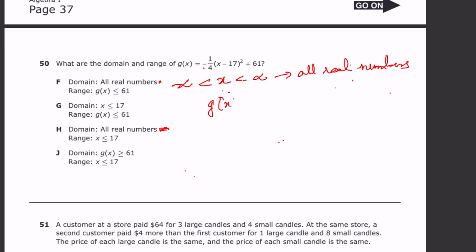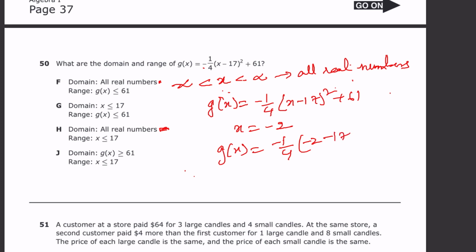Means you are having g of x is equal to minus 1 by 4 into x minus 17 whole square plus 61. So if x is taking some negative value, suppose I am taking it as minus 2, what will g of x be equal to? Minus 1 by 4 into minus 2 minus 17 whole square plus 61. Now since in this square part it is a whole square, it will become a positive number. But when it is multiplied with a negative number, this becomes negative. Negative plus 61 will always be less than 61.